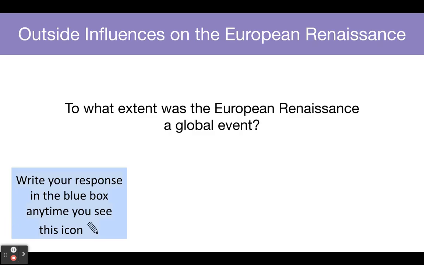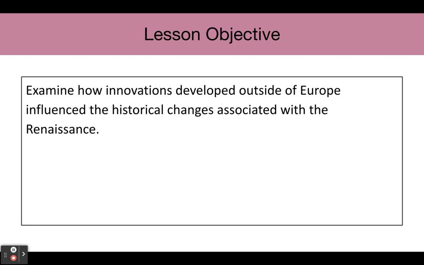The guiding question is, to what extent was the European Renaissance a global event? With the lesson objective: to examine how innovations developed outside of Europe influenced the historical changes associated with the Renaissance.